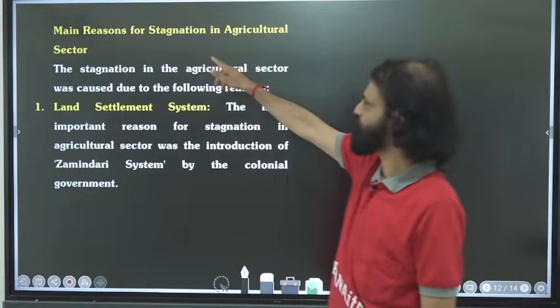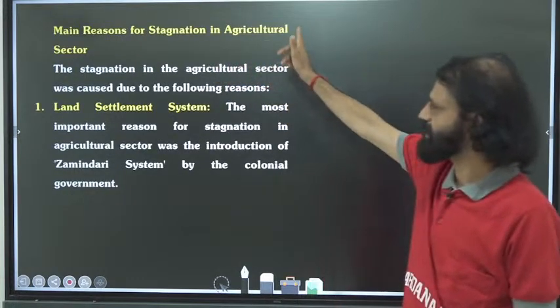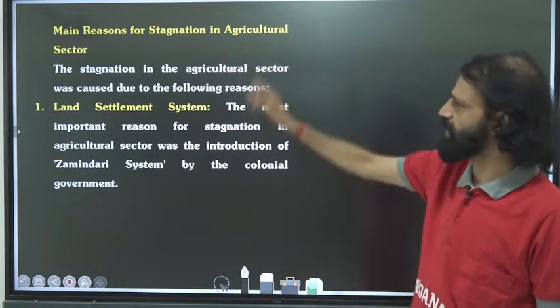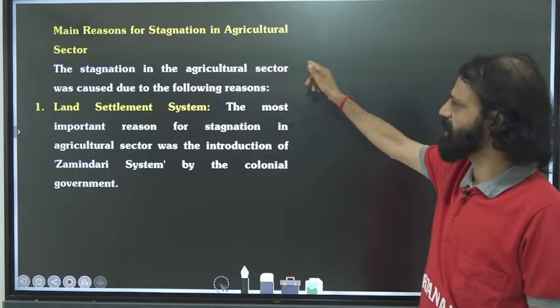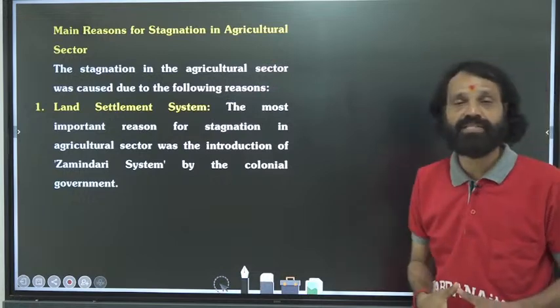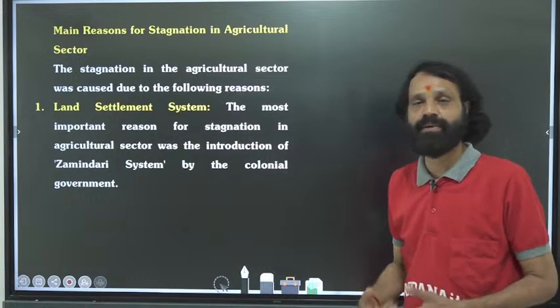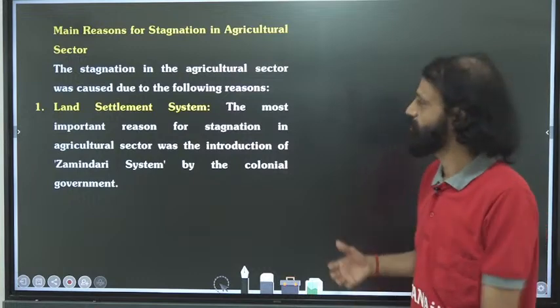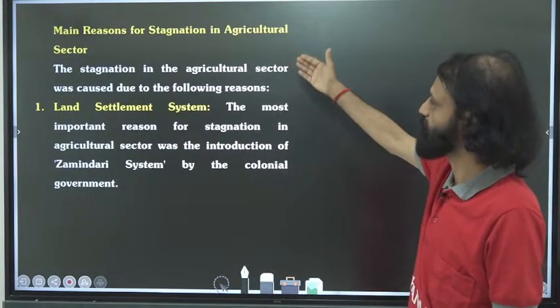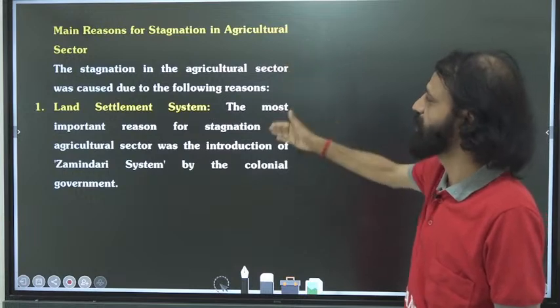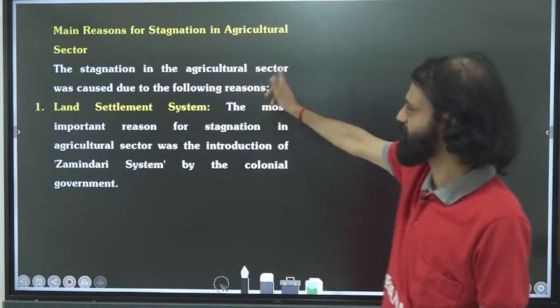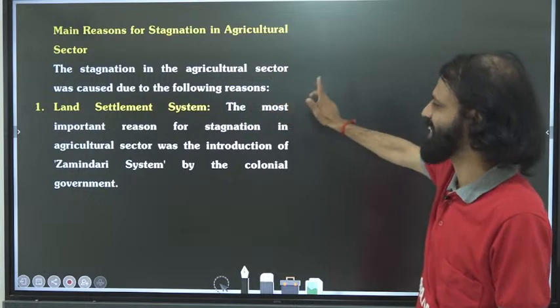Main reasons for stagnation in the agriculture sector. This means why the agriculture sector didn't perform very well. What was the reason? What were the stumbling blocks? Why could the agriculture field not do well? The stagnation in the agriculture sector was caused by the following reasons.